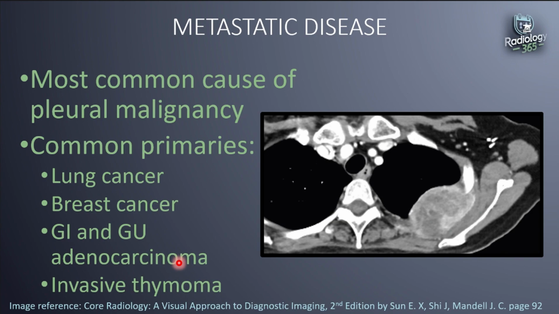So this image shows us a case of chest wall metastasis, and it's an axial CT image which shows a heterogeneously enhancing mass invading the chest wall and adjacent pleural surface of the lung. This was a case of breast cancer metastasis involving the chest wall and pleura.